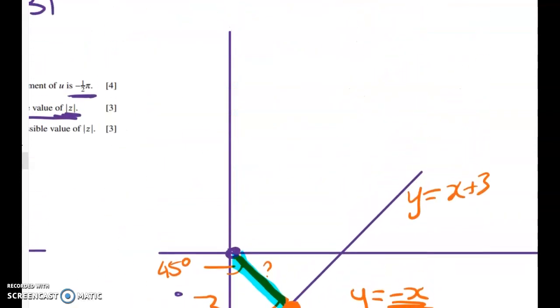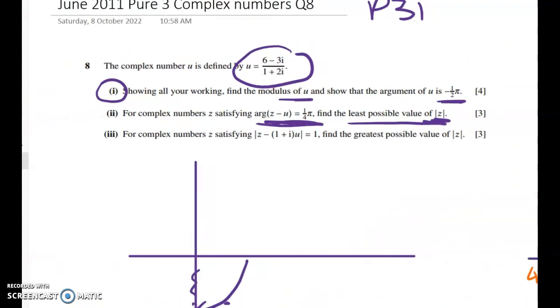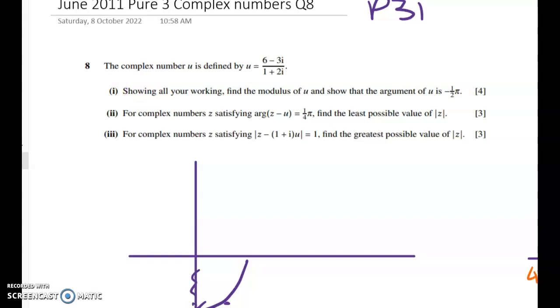Okay, let's look now at the last part, which is in some ways faster than the part we've just done, if we spot the locus that we're getting. For complex numbers satisfying this condition, find the greatest possible value of the modulus of z. In other words, find me the set of points satisfying this, and then find the one that is furthest from the origin and find its modulus.